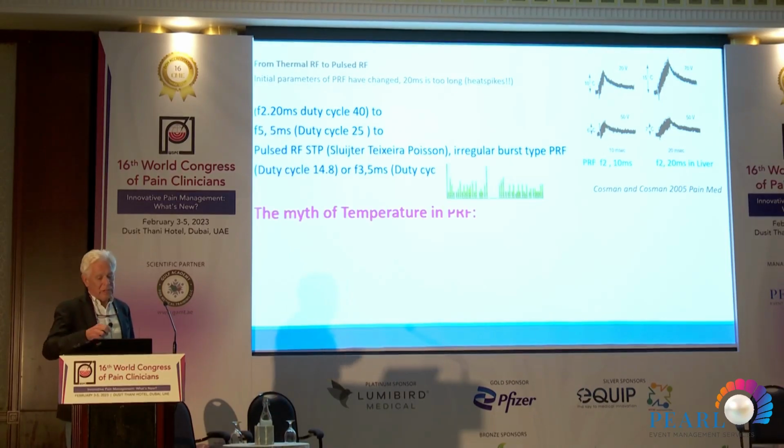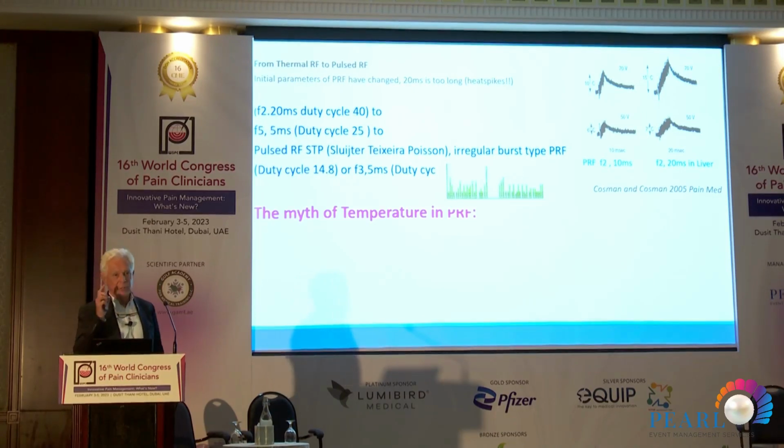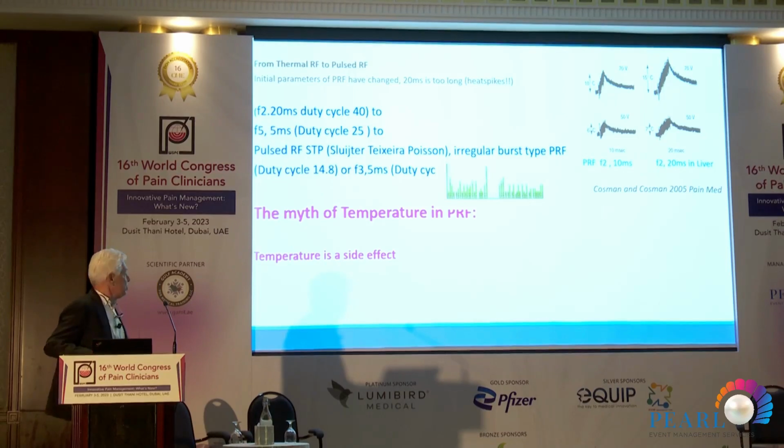And I want to emphasize the temperature. The temperature is only a side effect. That's a myth. So there are some generators which say go to 42 centigrade. But then sometimes the voltage has to go to 100 volts. And that's dangerous because then you get electroporation and tissue damage. So the temperature is a side effect. Don't go to 42. That's not needed. It's the parameters of the electric field that are important. Temperature is a side effect.